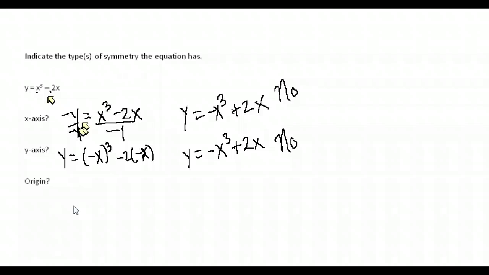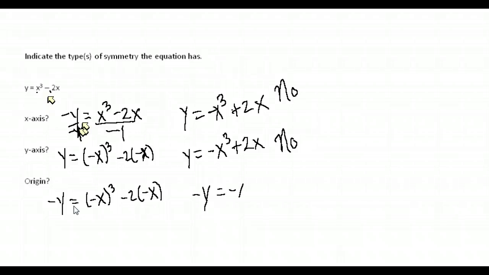Let's try the origin. Sometimes it can be no for the top two and yes for the origin, so let's try that. So we put a negative in for our y's. We put a negative in for all of our x's. And we check to see if we can simplify and have it look like our original equation. Well, what do I get? I have a negative y. Again, that negative x to the third. Negative x times negative x is just negative x. Negative 2 times negative x is a positive 2x.